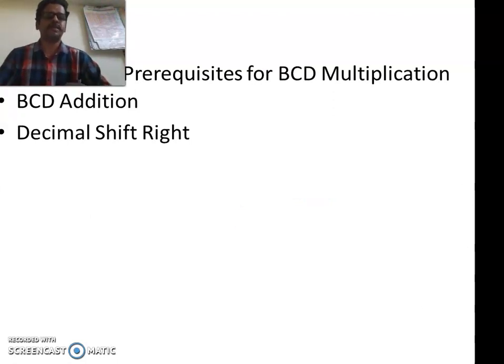Prerequisites for performing BCD multiplication. The first prerequisite is that we need to know the BCD addition operation and then the decimal shift right operation. Why BCD addition? We know that computers know only the addition operation. So obviously multiplication is going to be performed with the help of addition. For example, the computer performs 3 into 4 by either adding 3 for 4 times or adding 4 for 3 times to give the result 12. Then we are going to discuss the decimal shift right operation.